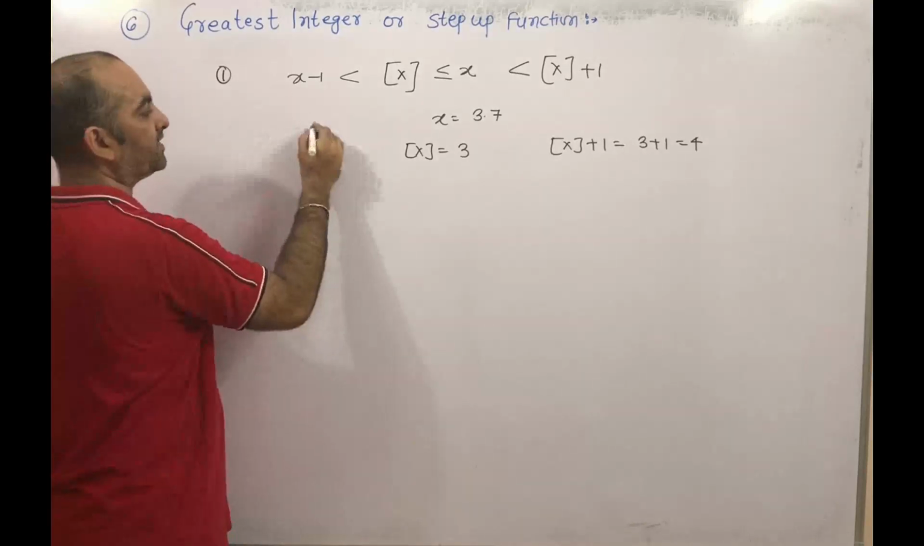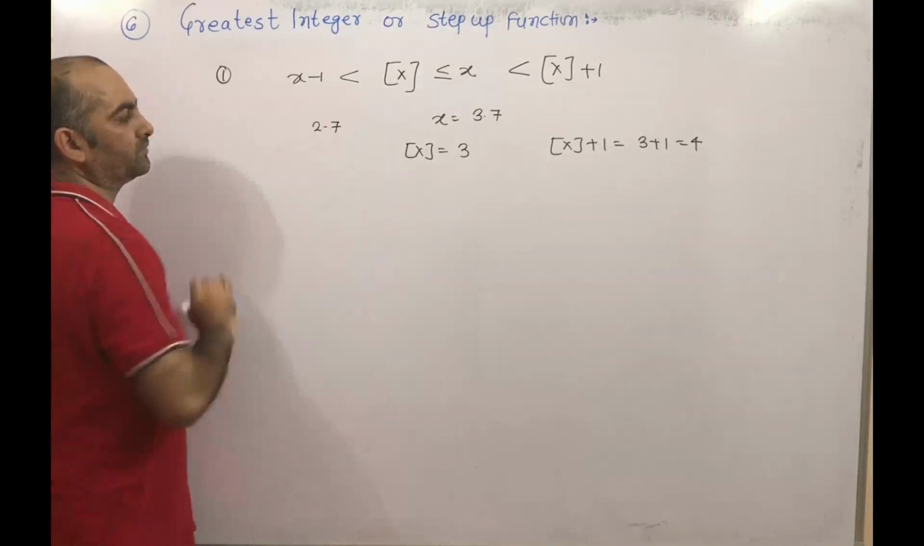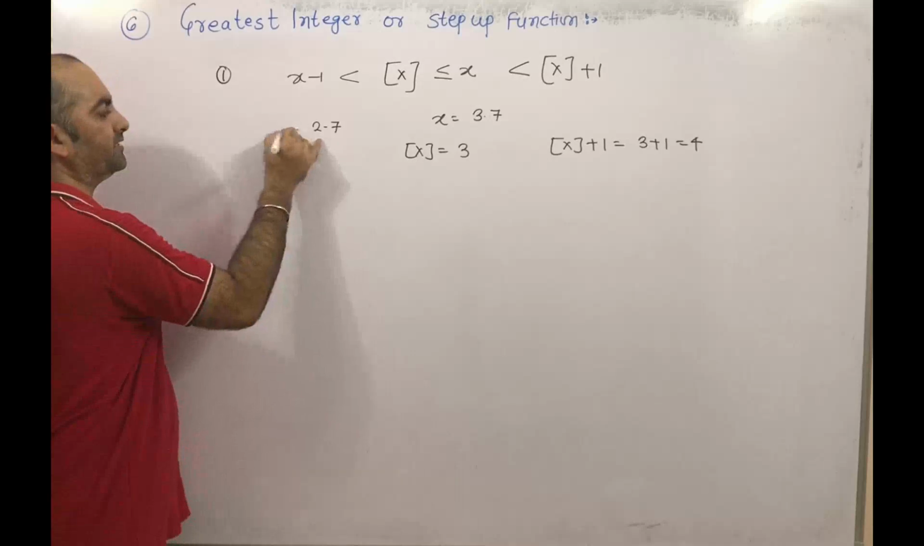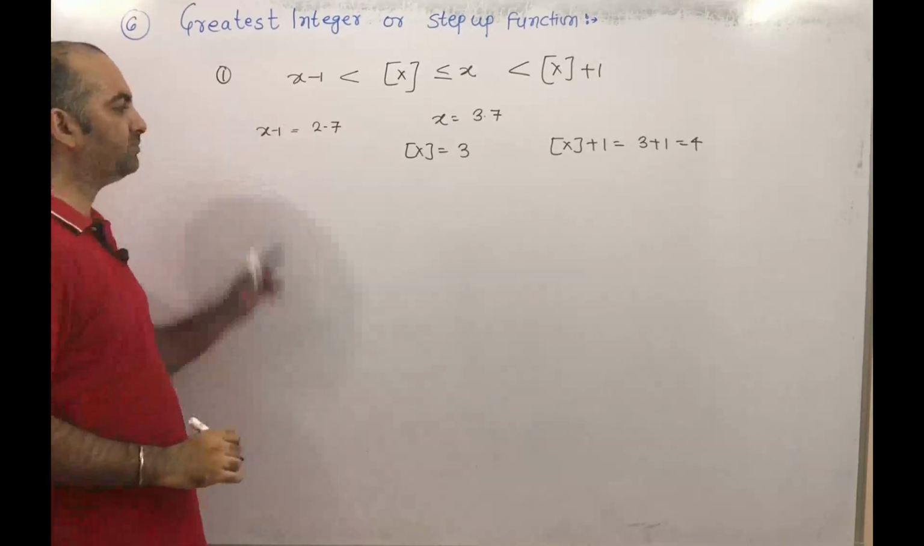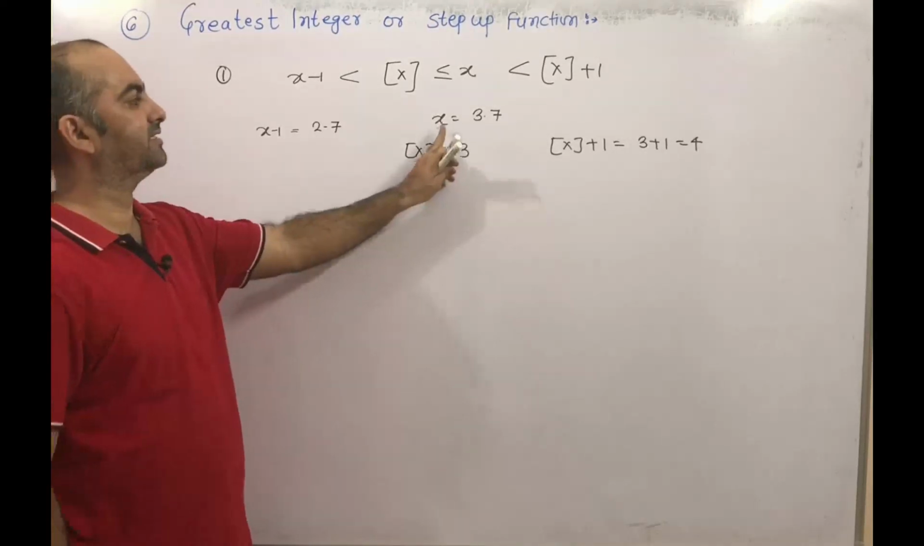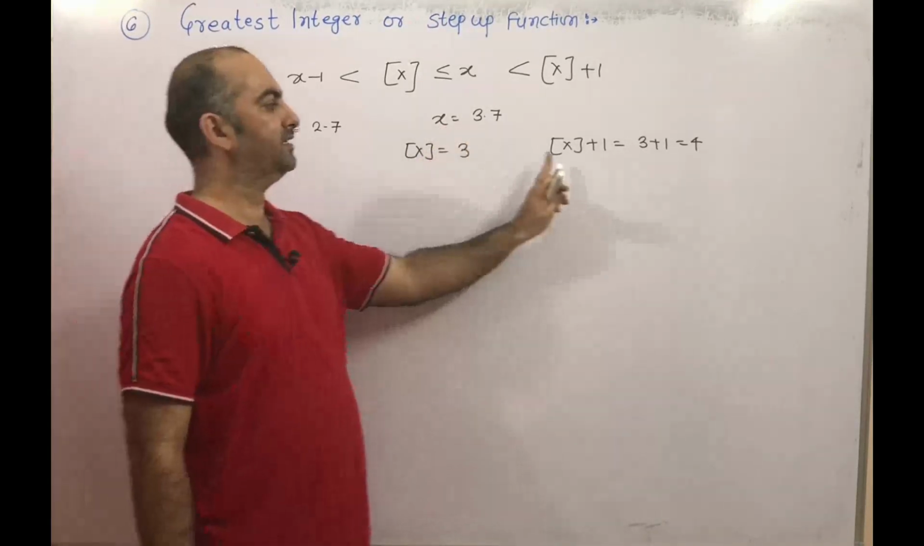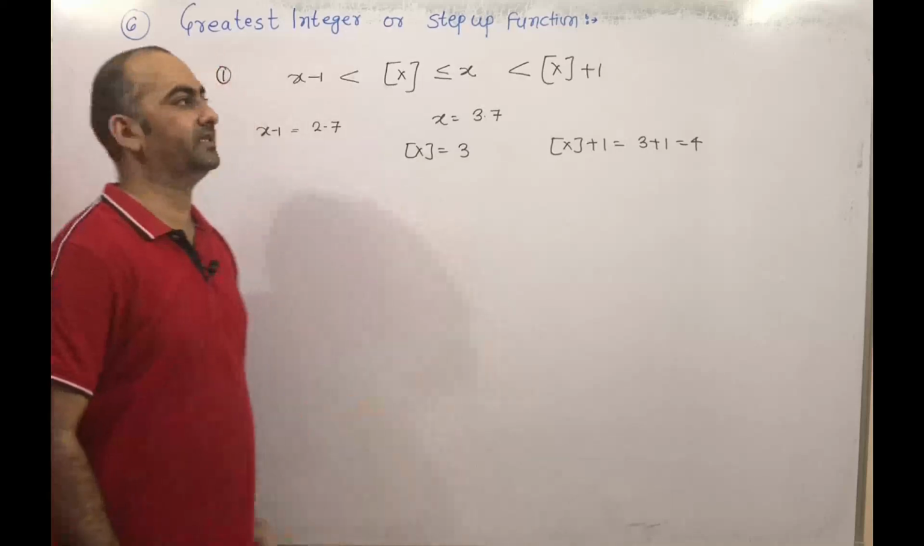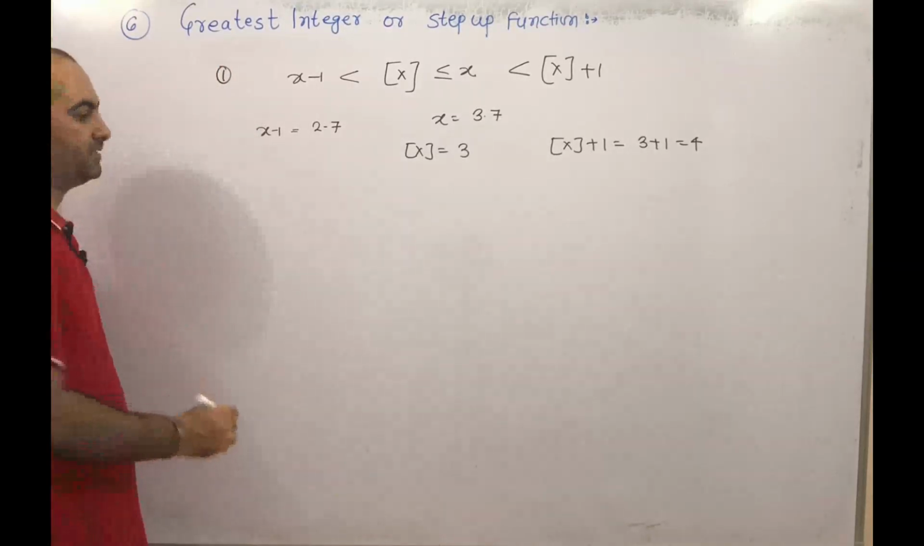And what is x minus 1? 2.7. So we can say that this is x minus 1. So x minus 1 is less than the greatest integer of x, and the greatest integer of x is less than x, and x is less than the greatest integer of x plus 1, we can say. So this is your first point. Second point.